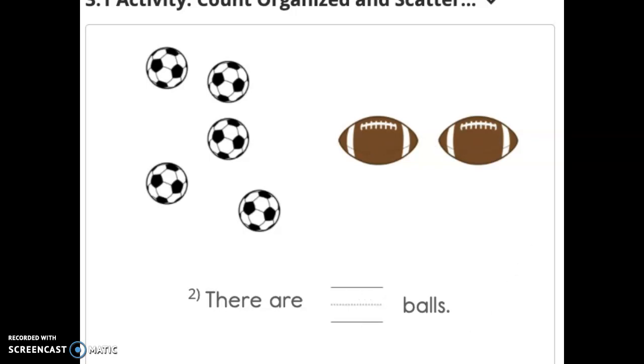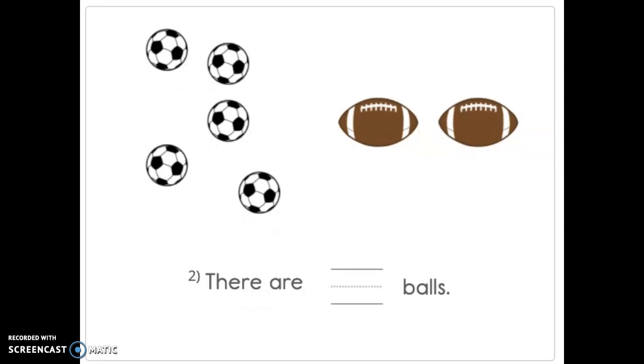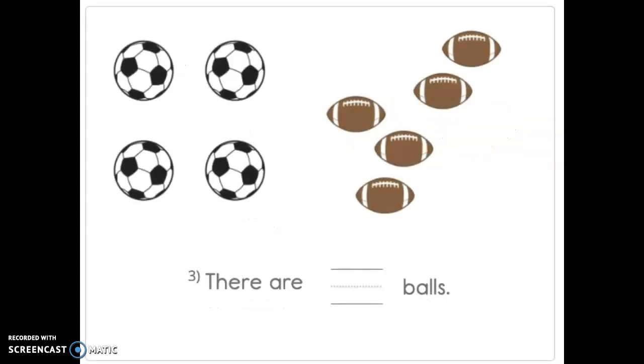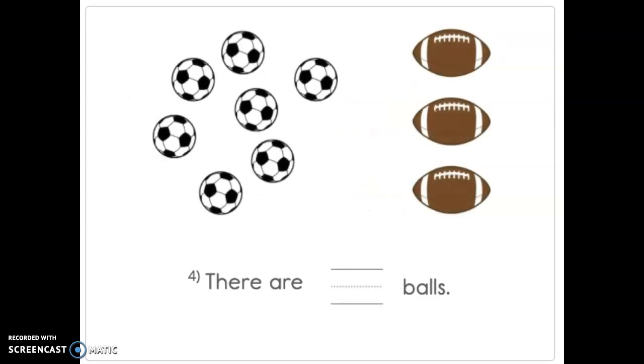Okay. Now what I had the kids do was they actually took some time to finish the next couple of problems. So there's this one here, and there's this one here, and I will send those to you via Seesaw.